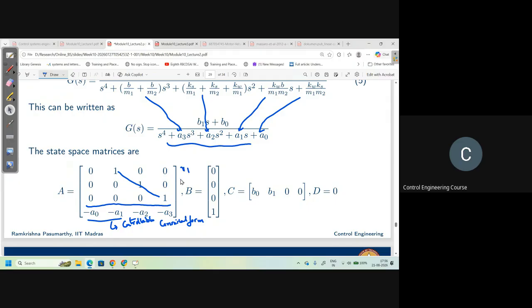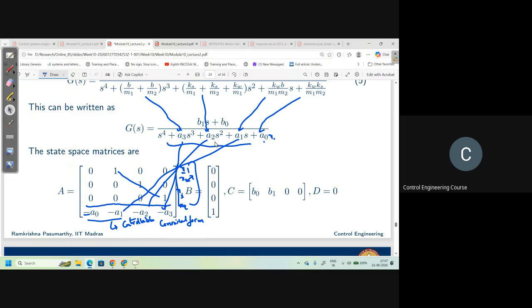This is your A, x1, x2, x3, and x4, right? So first, the x1 coefficient here is a naught, so you have to write minus a naught. Then x2 is your status, so this is your minus a1, minus a2, and minus a3. We can directly write it like this. And then the B matrix is always 0, 0, 1.